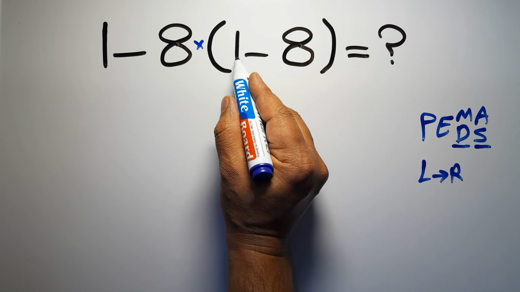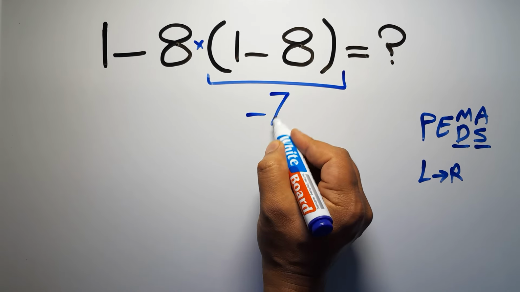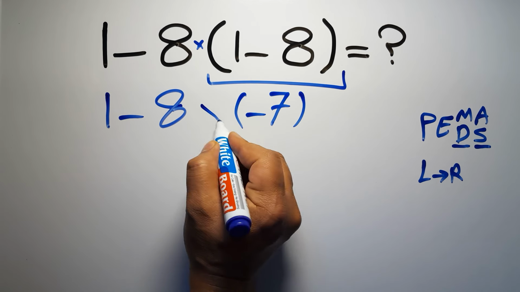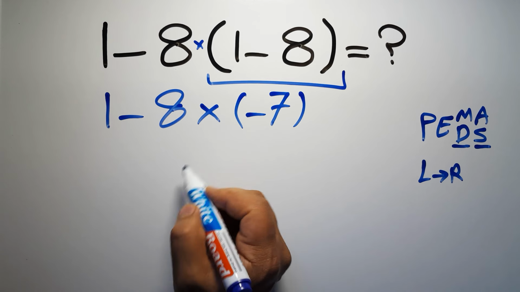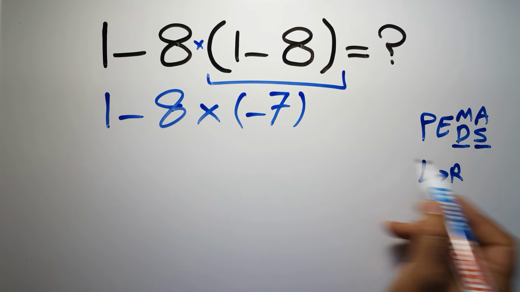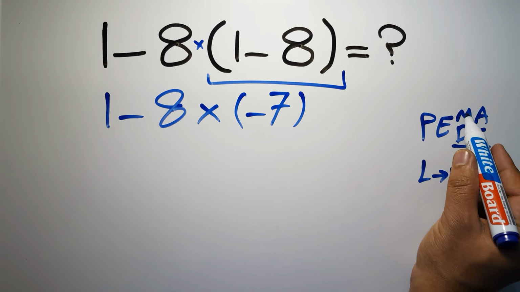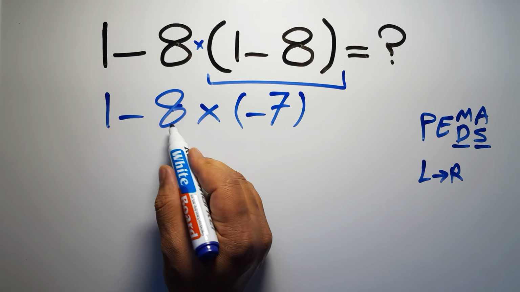Inside this parenthesis we have 1 minus 8, which equals negative 7. So 1 minus 8 times negative 7. Now we have one subtraction and one multiplication. According to PEMDAS, multiplication has higher priority than subtraction, because multiplication comes before subtraction. So here first we have to do this multiplication.